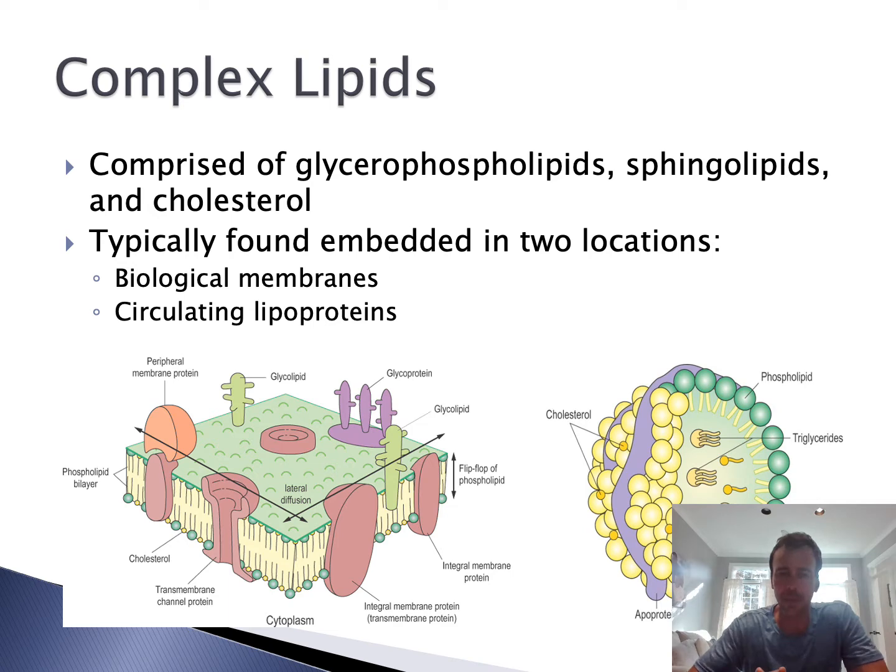The complex lipids we're going to focus on are glycerol lipids, sphingolipids, and cholesterol. These are typically found embedded in two locations, either in biological membranes, shown by this diagram here, or in circulating lipoproteins, which I've introduced in the past and we'll talk a little bit more about today.